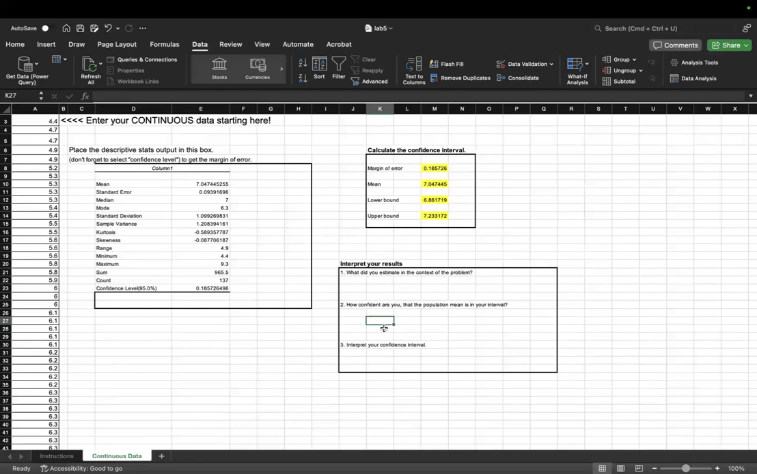So I'm 95% confident. The interpreting your confidence interval, this is where you put everything together. So I would say I am 95% confident that the average magnitude of earthquake is between 6.86 and 7.23 on the Richter scale. There you go. You're going to actually state your findings based on what you have. All right, that's it. Questions?